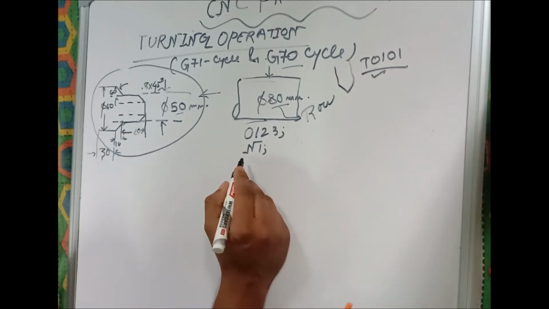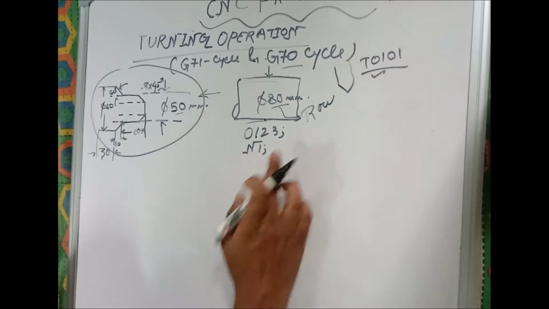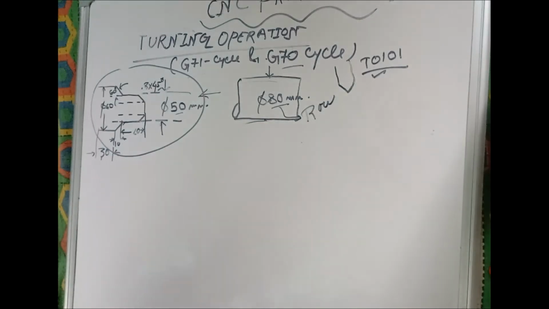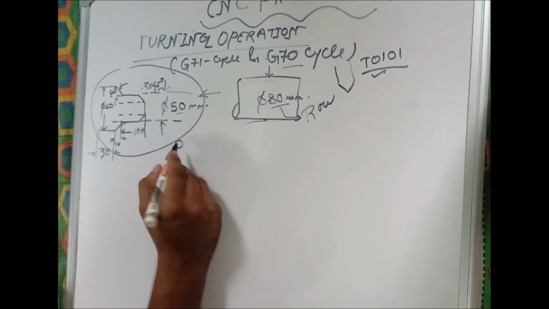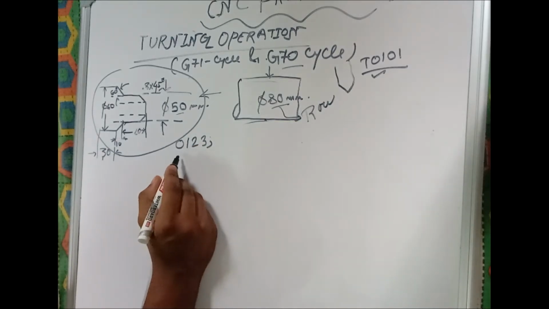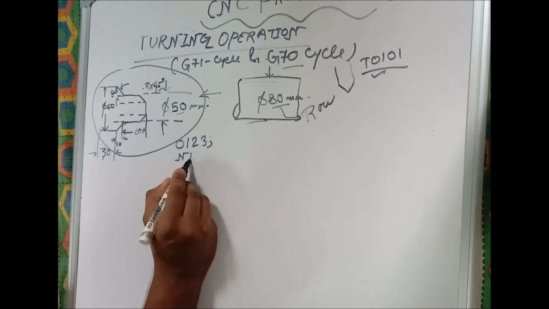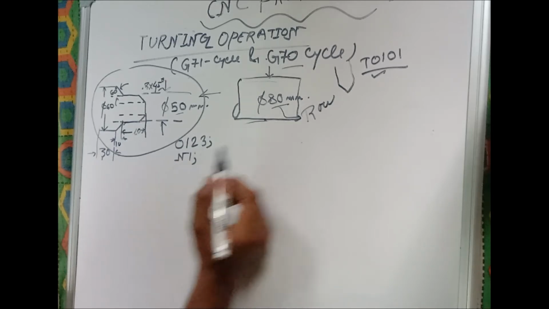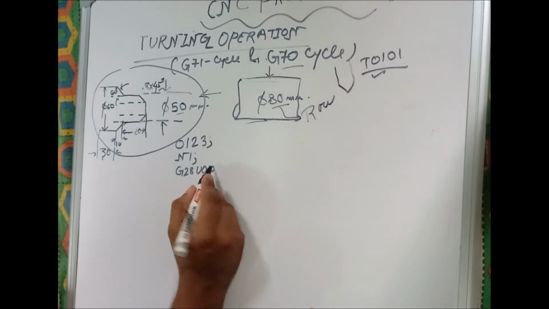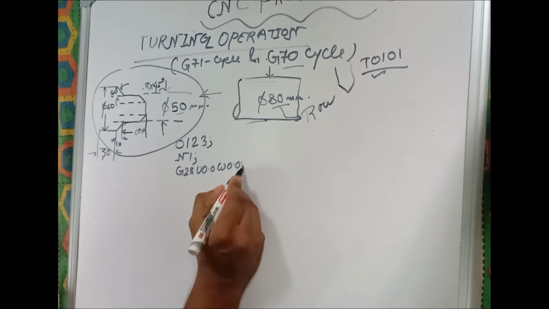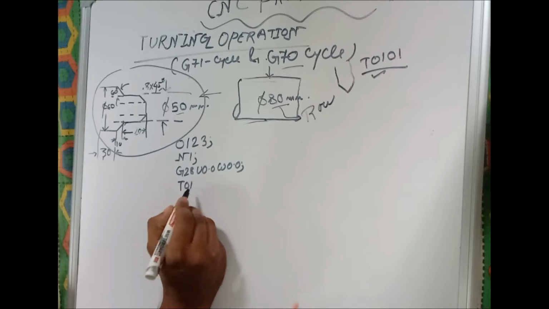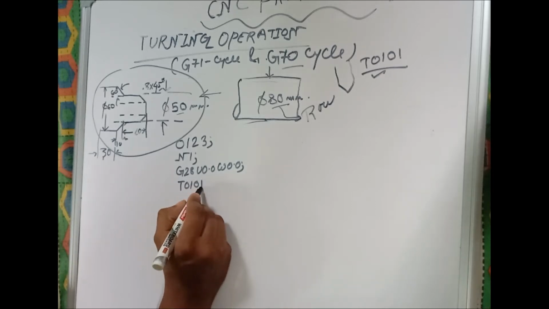After that what will you do? The space is very little, so I will start from here: O123, end of block, sequence number N1. The turret is in home position, and we denote it by G28 U0.0 W0.0. Suppose we will use tool T01, tool number 1 and offset number 1. I have discussed it.